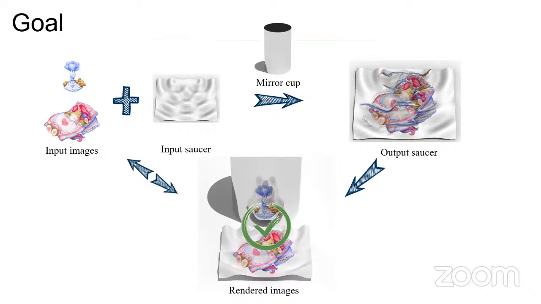as the output result. When placing the result mesh in front of the cylindrical mirror cup, the reflected and the direct views of the saucer match the two input images, and the saucer surface needs to be close to the input saucer shape.